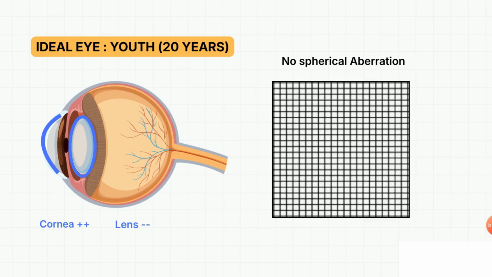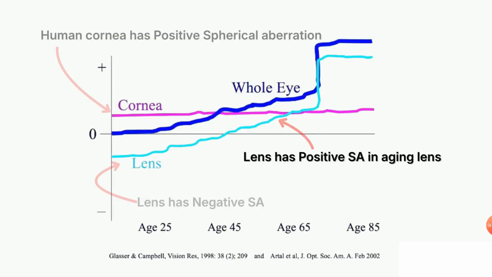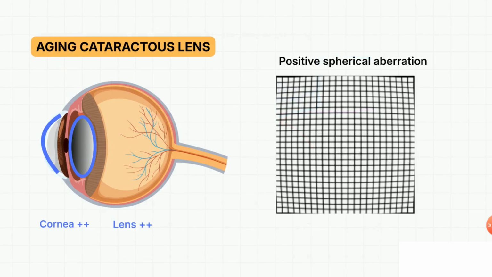in the younger eyes. Now, as the crystalline lens ages, its spherical aberration shifts from negative towards positive. So now you have a cornea with positive spherical aberration and a lens that is also becoming positive. So the cancellation is lost and the image quality degrades.